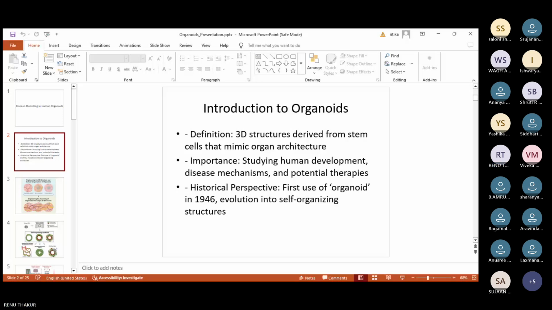Anyone? Try to be interactive in this session, please. No one is answering except one. What happened to Vinod and Nidhi, and one more is there?